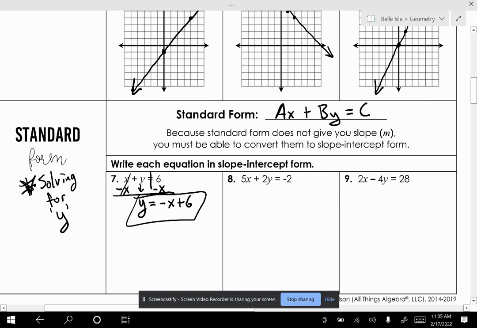Wait, so 6 equals b? So 6 is the y-intercept. Mm-hmm. Okay, sounds good. Oh, yeah, you're right. Blake just came up with a very smart thing. Yes, there you go. Making connections. Okay, try number 8.